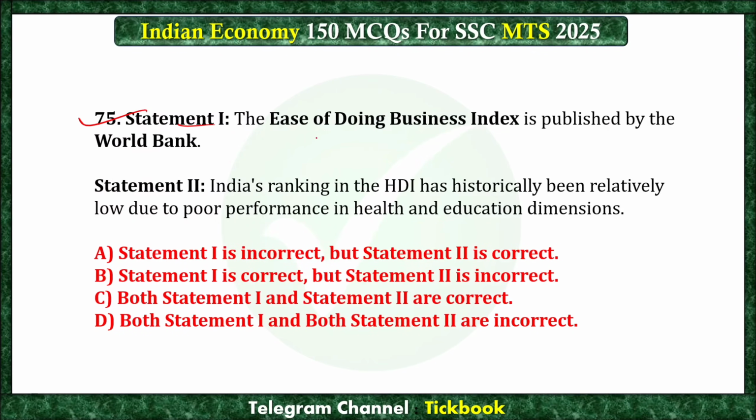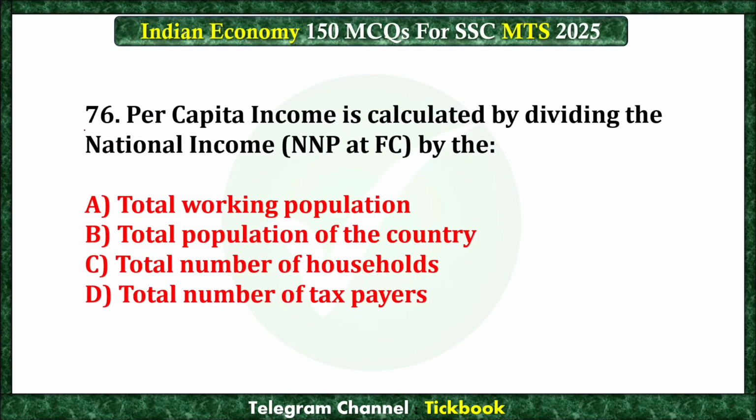75. Statement 1. The Ease of Doing Business Index is published by the World Bank. Statement 2. India's ranking in the Human Development Index has historically been relatively low due to poor performance in health and education dimensions. Option number C, both statement 1 and 2 are correct. 76. Per capita income is calculated by dividing national income, NNP at factor cost, by the B, total population of the country.